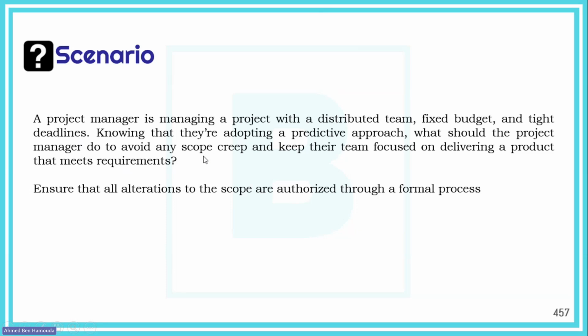Now, if we really would like to avoid scope creep, the most efficient way is to perform or apply integrated change control. Here we need to ensure that all changes, all alterations to the scope, must go through the authorized formal change management process. This way we can avoid scope creep, keep the team focused, and deliver what is being expected.